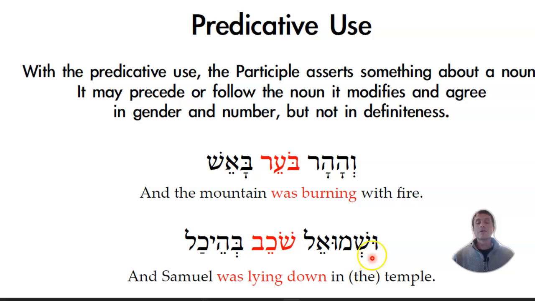Or here's another example of Ushmuel shokev b'hekal. This is "and Samuel shokev." There's our participle form, holam tsere, was lying down in, and this is actually a definite phrase, in the temple, because in the context it's actually in the temple of Yahweh. It's a construct form there.